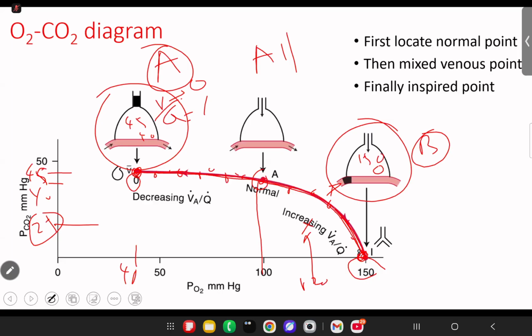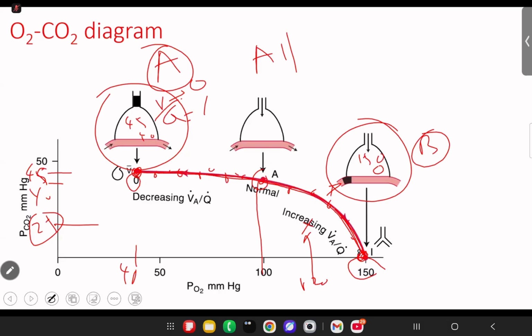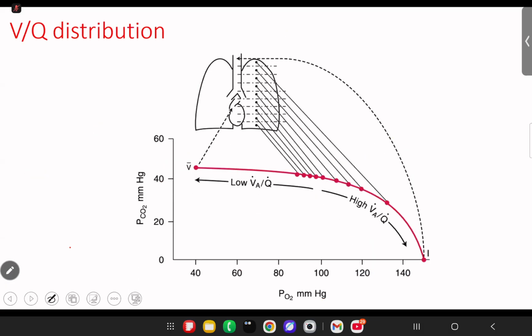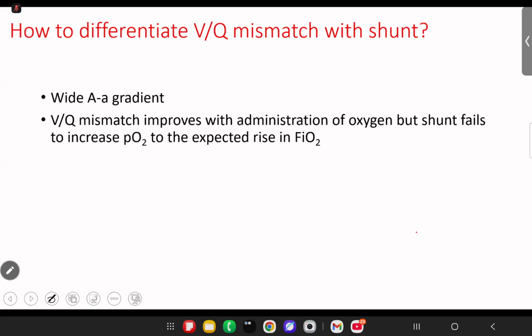So this is used to explain certain physiological things. For example, the bottom part of the lung falls over here and the top part of the lung somewhere close over here. So this is your normal. But if you hyperventilate or you have a shunt, then it goes in these directions. But this is the VQ distribution in a normal lung.